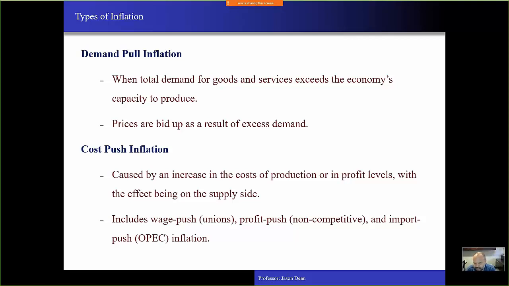And so in that case, prices are going to increase as a result, but it's not because of demand, it's because of the increase in the cost. Other things that could cause this would be unions negotiating huge wage increases. But the big thing would be a huge increase in the price of oil.